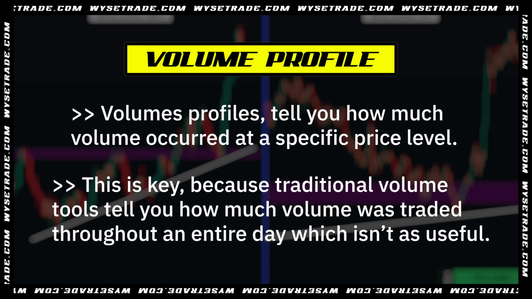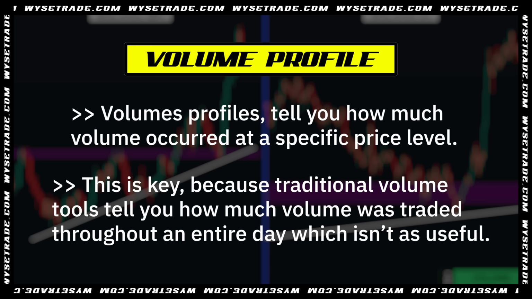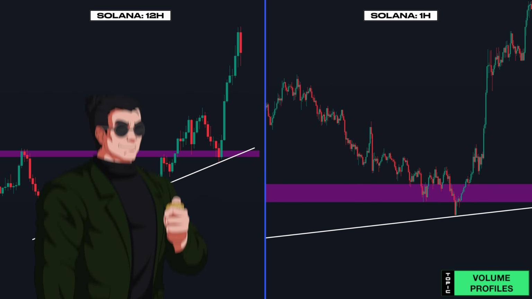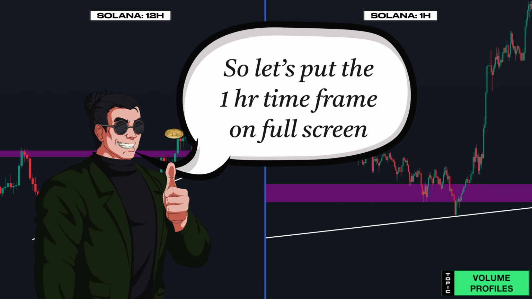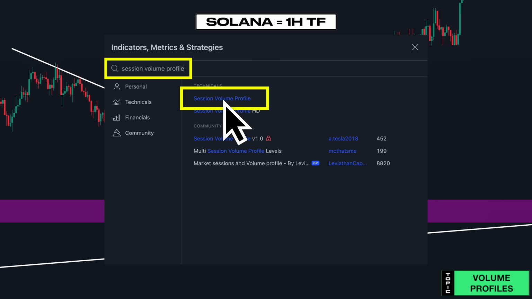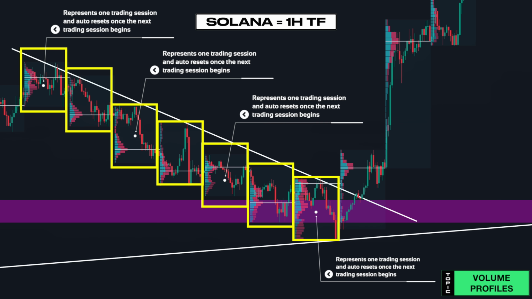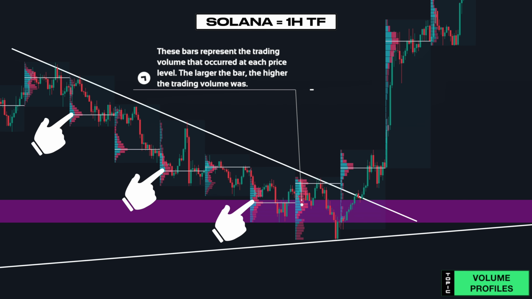This is key because traditional volume tools tell you how much volume was traded throughout an entire day, which isn't as useful. So let's put the 1 hour time frame on full screen. To access the volume profile tool, go to your indicators and type in session volume profile, and it'll appear on top of your charts. Each volume profile section represents one trading session, and it resets once the next trading session begins. These bars represent the trading volume that occurred at each price level. The larger the bar, the higher the trading volume was.